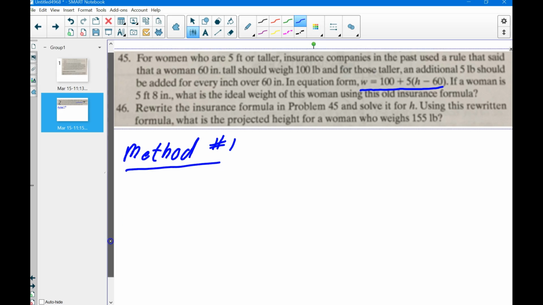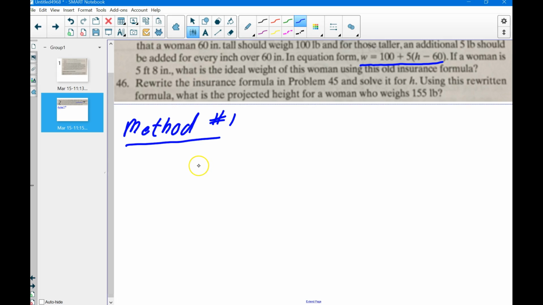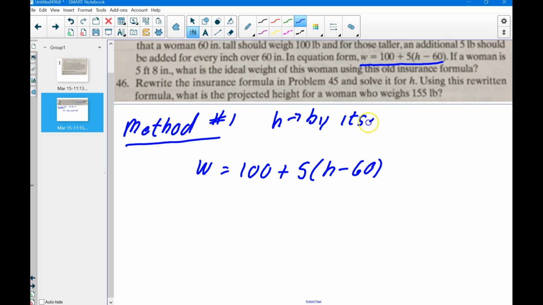And it's probably my first choice in solving this would be to do it this way. We have W equals 100 plus 5 times H minus 60. Okay, so first thing I'm going to do, to solve for H, we need to get H by itself. So to get this by itself, we have to start getting rid of everything around it. So the easiest thing to get rid of first is the 100.